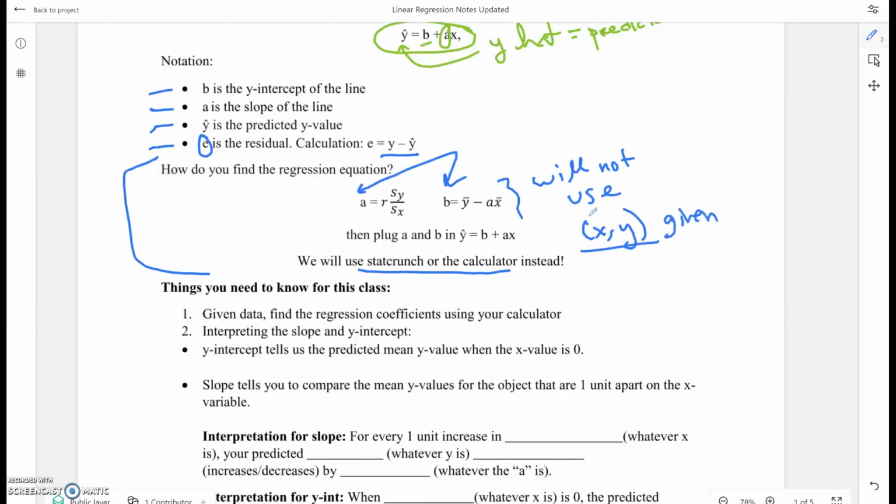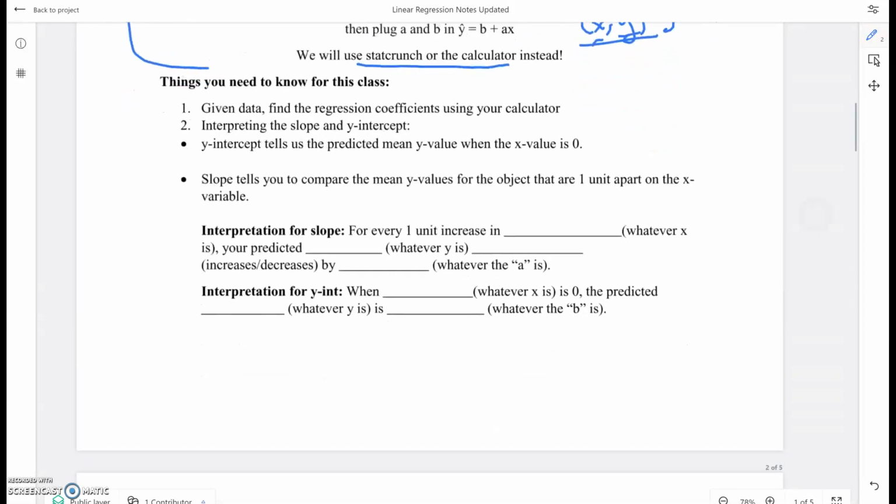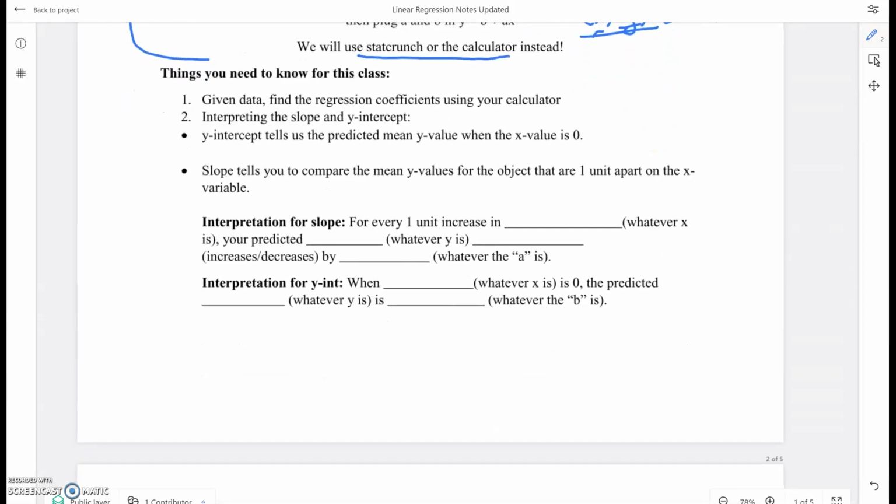If x was height and my y value was weight, then I know that I can plot them in a scatter plot, and I can just try to find the slope and the y-intercept. Okay, so this is what you need to know for this class and for this module. If I give you data, you need to figure out what the regression coefficients are. And whenever this word comes up, I'm just talking about a and b. So find out what the slope is, find out what the y-intercept is. And you also need to know how to interpret the slope and the y-intercept.